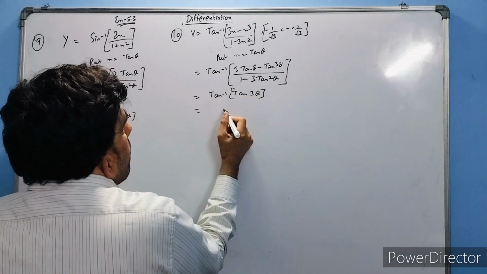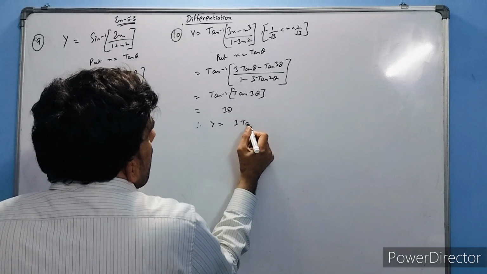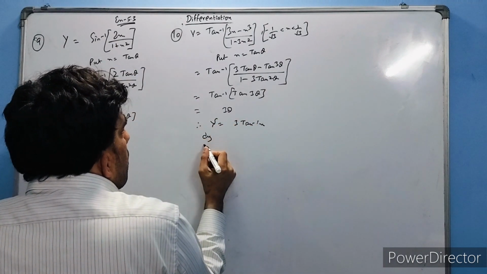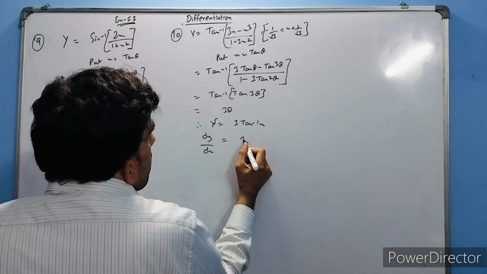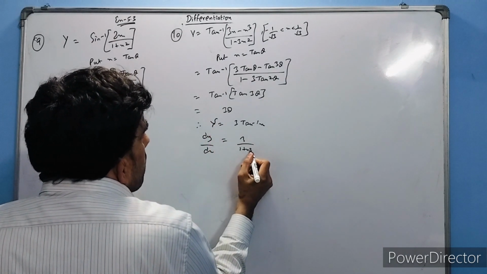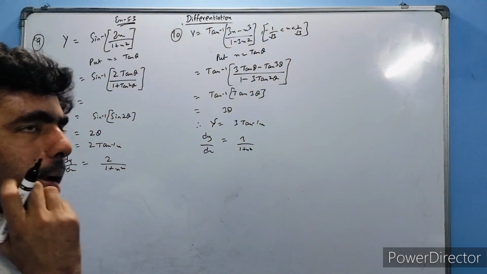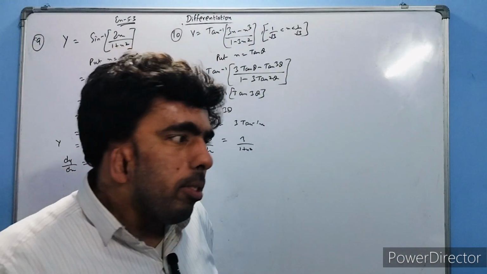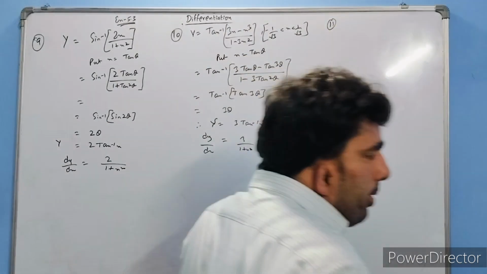Okay, so we have 3 theta, so therefore y is equal to 3 tan inverse x, or dy upon dx will be 3 upon 1 plus x square. Okay, so that's how we try to differentiate inverse trigonometric function. Let's try another one. We have the 11th question now.